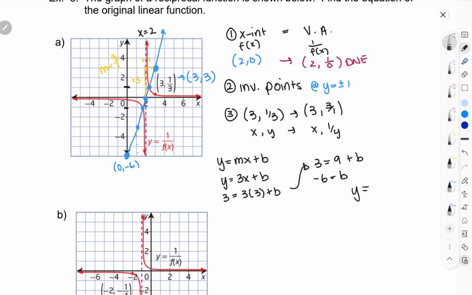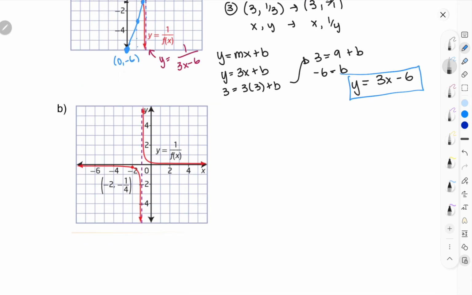So the linear function that causes that when I take the reciprocal is 3x minus 6. So that's the equation of my blue graph here. That means the red graph here is the equation, and you could plug it into a calculator to check. y equals 1 over 3x minus 6. So there's one more for you to give a try.